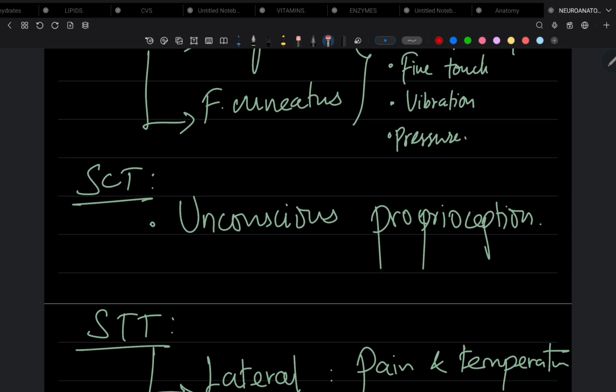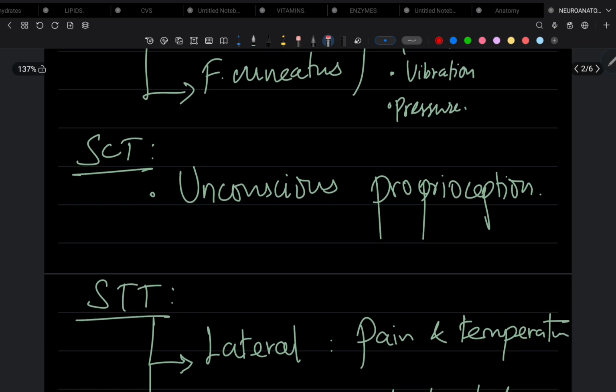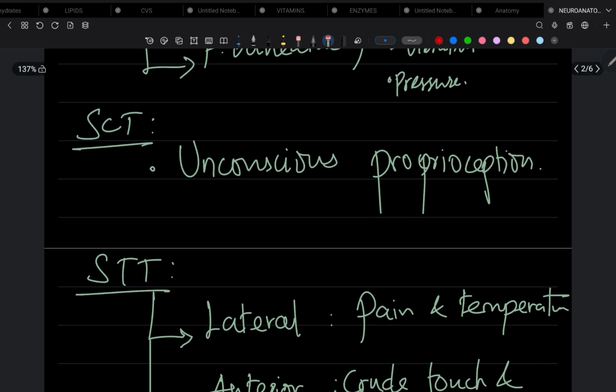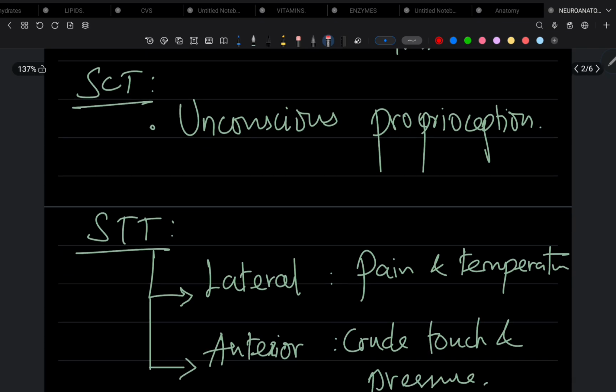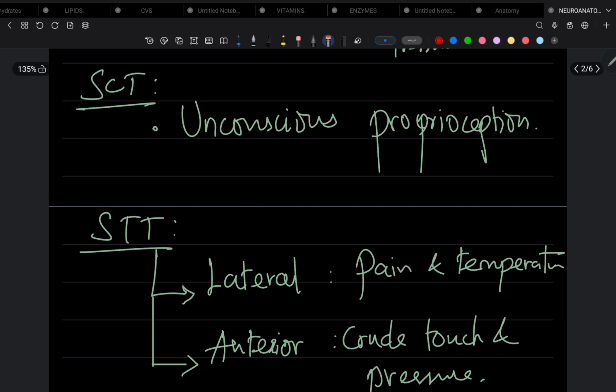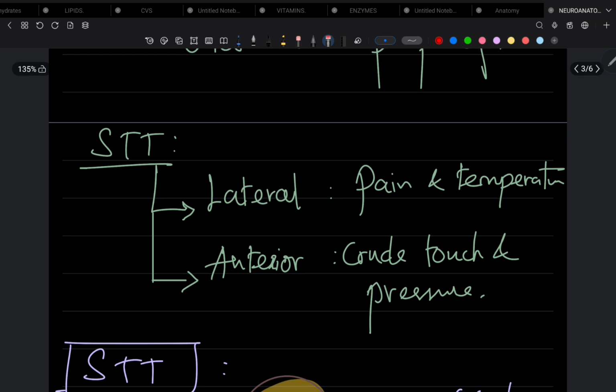That means, let's say when we are walking, we have to flex and extend the knee, and flex and extend the hip. These are the sequence of movements that we do while walking, but we do not always focus on the flexion and extension of the joints, right? We just walk like that. That unconscious sense of the joint is called unconscious proprioception. Proprioception is basically the sense of joint position, which I'm sure you already know.